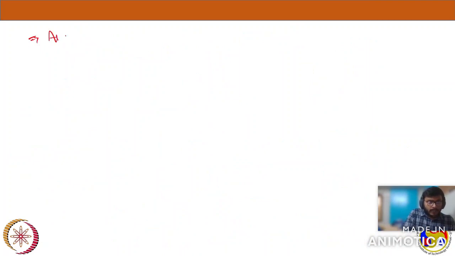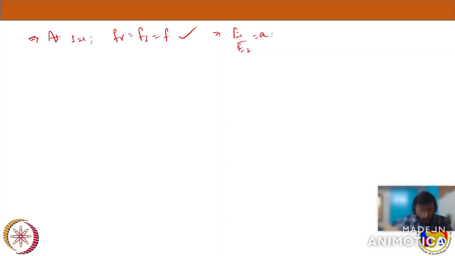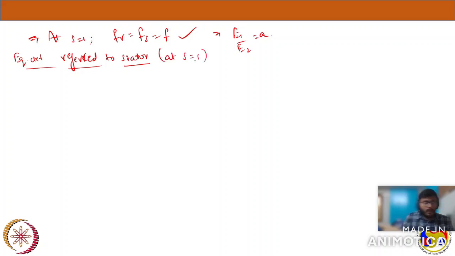I'm again writing it at s equals 1: fr equals fs equals f, which we already got because s equals 1. So it's just like a transformer, and E1 by E2 is equal to the turns ratio. Now let's draw the equivalent circuit referred to the stator at s equals 1. This is important because we are indirectly eliminating the concept of slip here. Later we will see what happens when slip comes into the picture, but right now s equals 1, that is, we are writing the standstill condition.